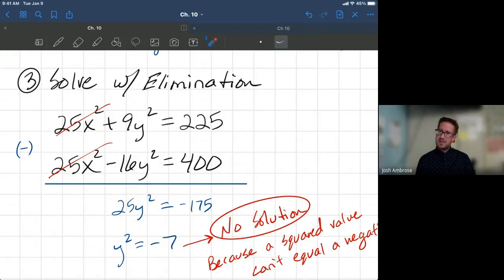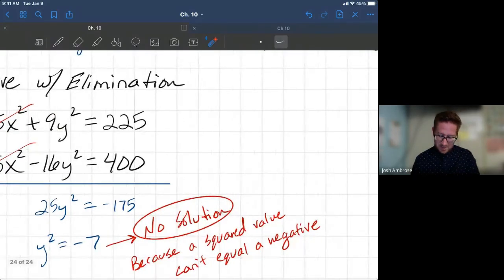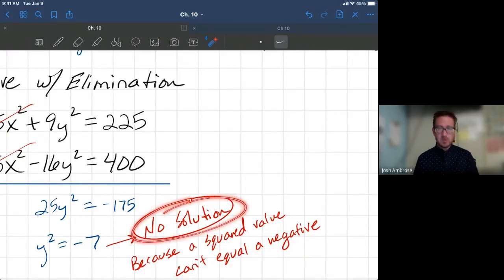But this is where things kind of take a turn. 225 minus 400 creates a negative. So if you don't see the writing on the wall yet, well, then keep following. Divide both sides by 25, and that's going to give you y squared equals negative 7. That is not possible. You can never create, let's look at the note, never create a negative because a squared value can't equal a negative. So this is actually no solution.